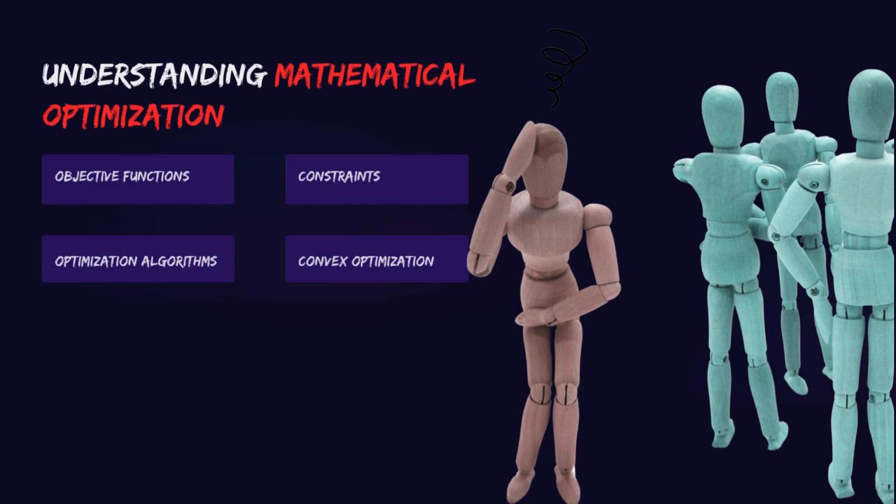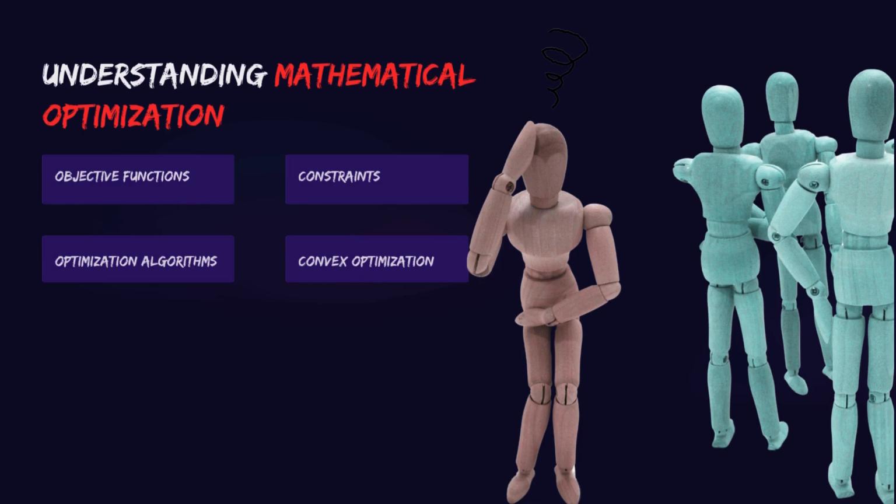Constraints. Optimization problems often have constraints that limit the possible solutions, reflecting real-world limitations or desired properties of the model. Optimization algorithms. Various algorithms like gradient descent, Newton's method, and evolutionary algorithms are used to find optimal solutions efficiently.